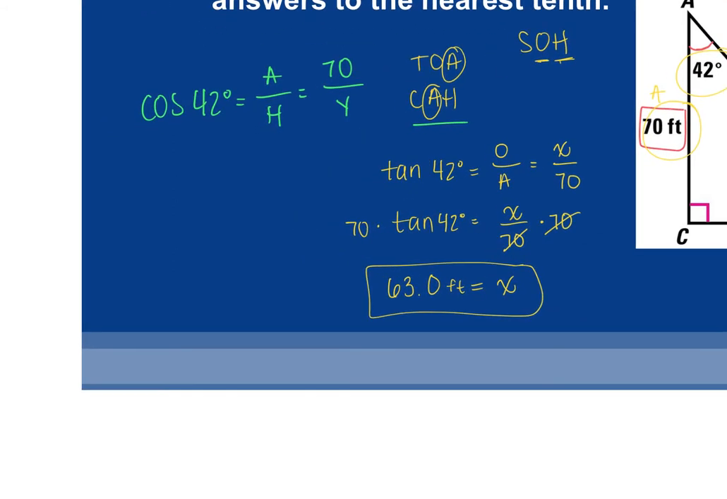Once we set it up correctly, let's write it a little bit cleaner. Cosine of 42 degrees equals 70 over y. Let's take out that A over H portion. Now, as I said before, when you have the variable in the fraction, multiply by whatever the denominator is. So let's multiply by y to both sides. These y's will cancel on the right, and we have y times the cosine of 42 degrees equals 70. From here, you just want to divide by the cosine of 42 degrees on both sides, because our goal is to get the y by itself.